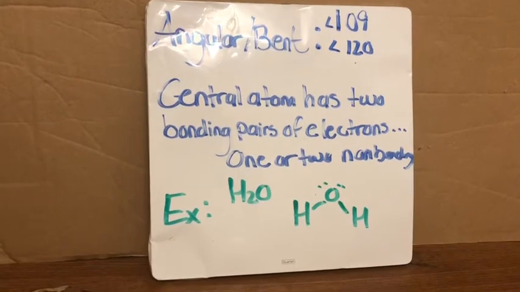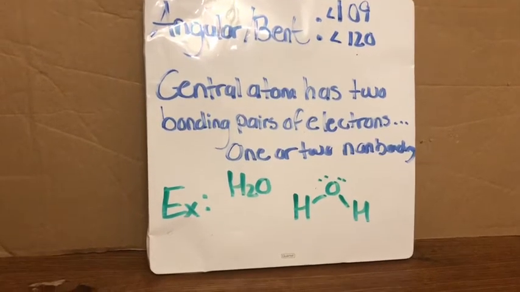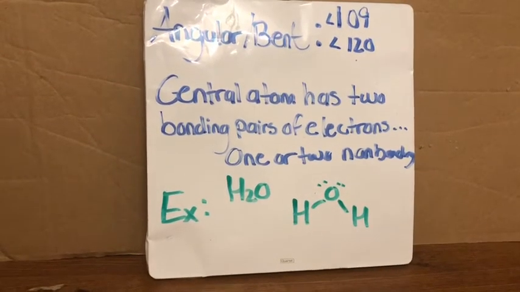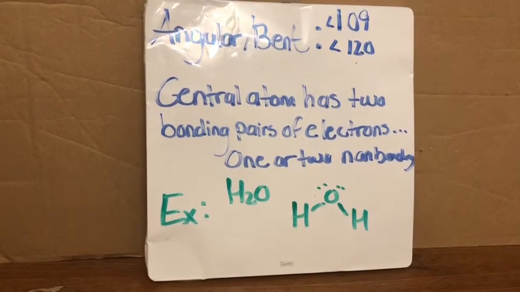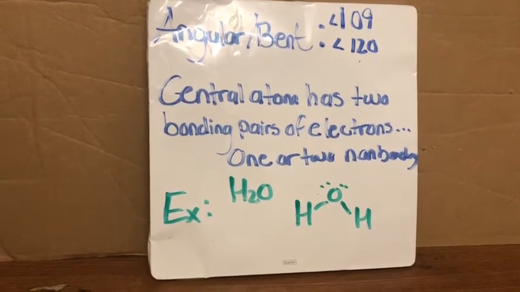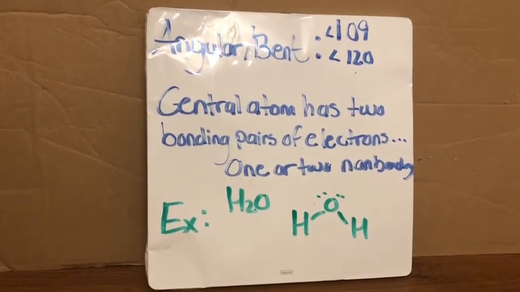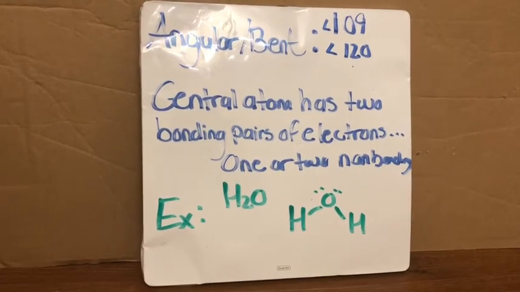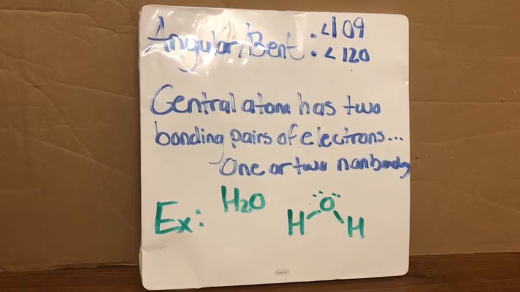Angular/bent conformation has bond angles of less than 109 degrees or less than 120 degrees, depending on whether there are 1 or 2 non-bonding pairs of electrons. The central atom of an angular/bent molecule has 2 bonding pairs of electrons. An example is H2O, colloquially referred to as water.